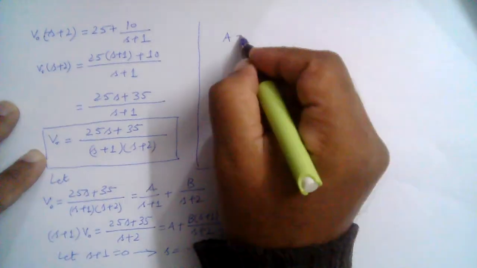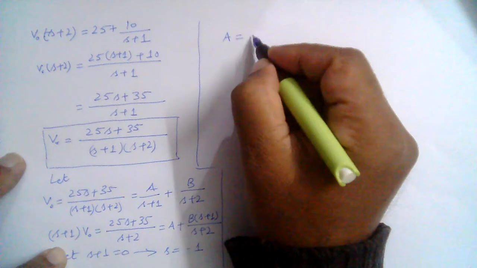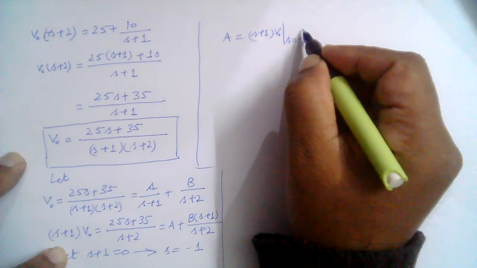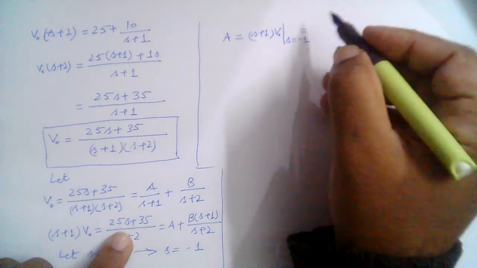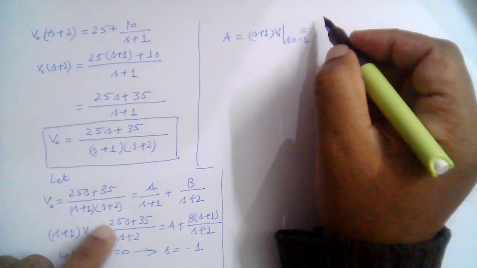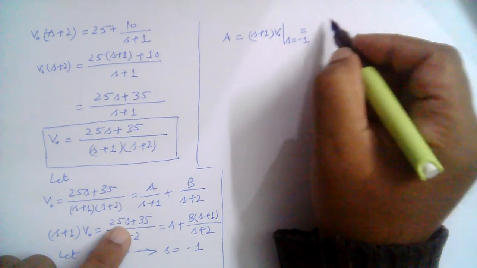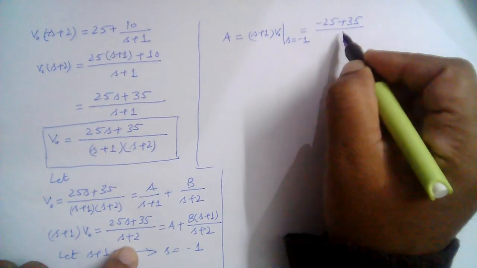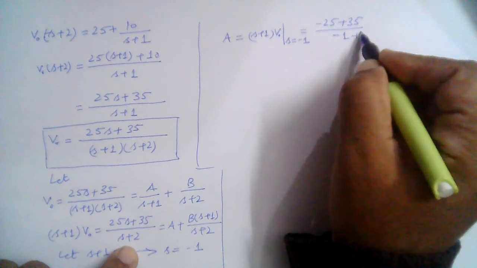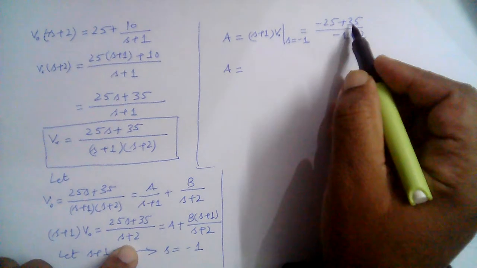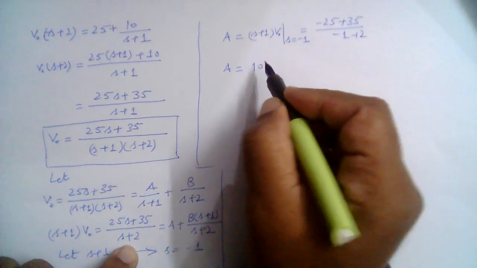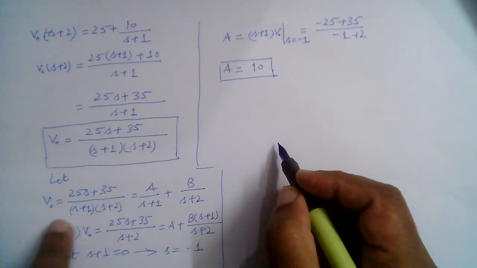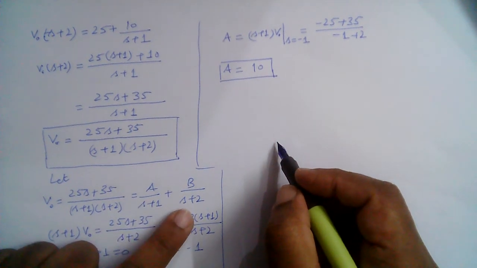So A is equal to (S plus 1) V naught with S equal to minus 1 substituted in this equation, right? So 25 into minus 1 will be minus 25, plus 35, divided by minus 1 plus 2. So A is equal to 35 minus 25, that is 10, over 1, that is 10. So A is equal to 10. Likewise, we can find B by multiplying throughout with S plus 2 and then substituting S is equal to minus 2.